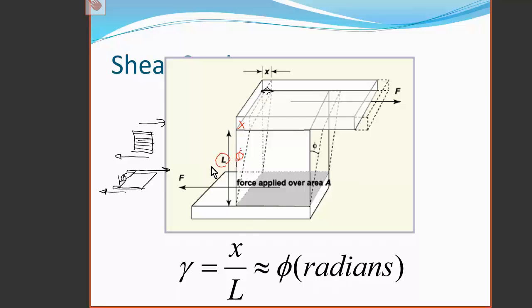So the shear strain, sorry, the title is not visible. Let me write that in. The shear strain is going to equal this distance x divided by the distance L.